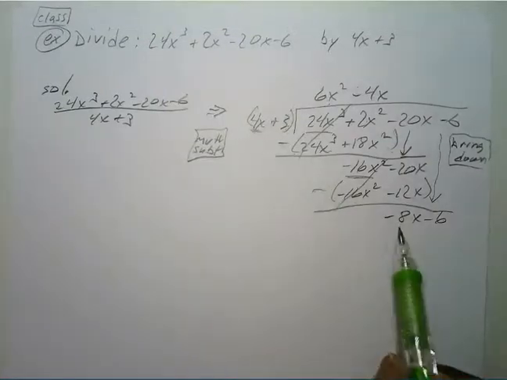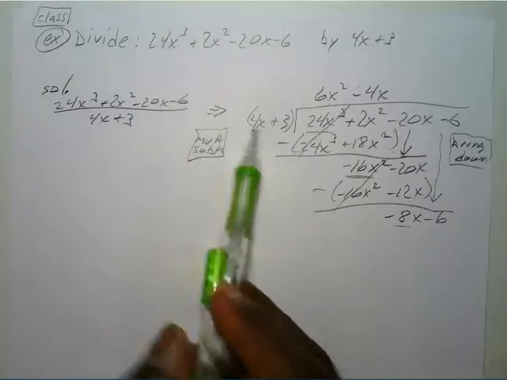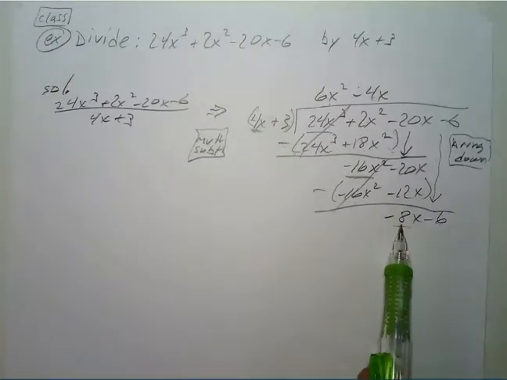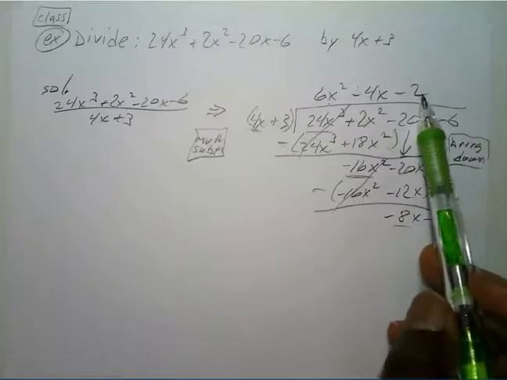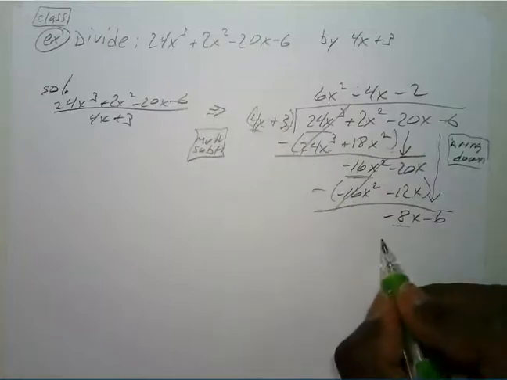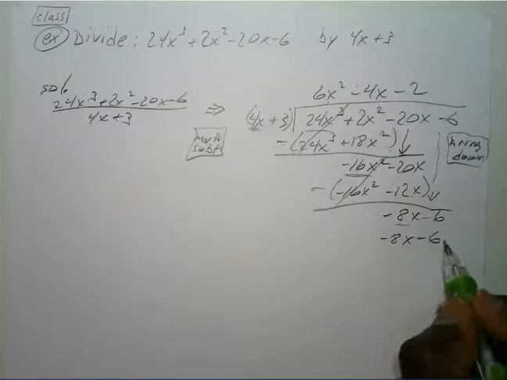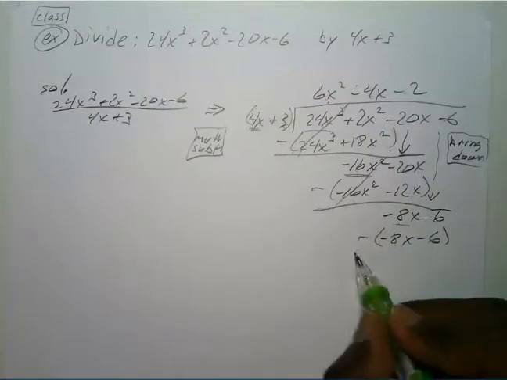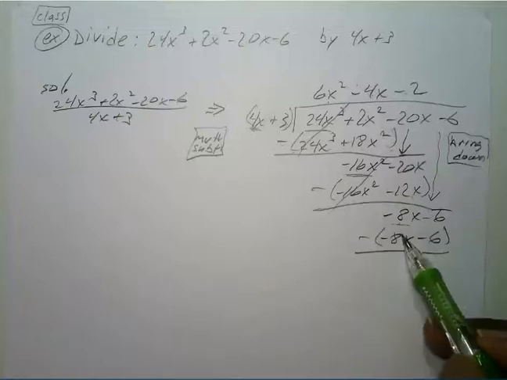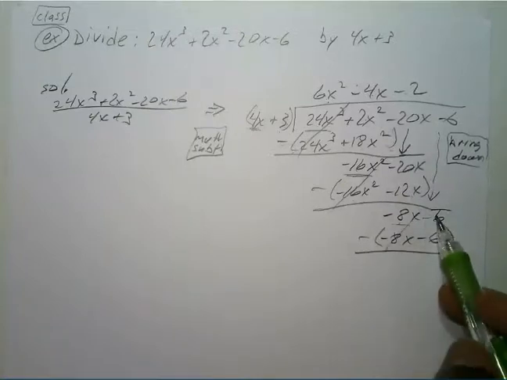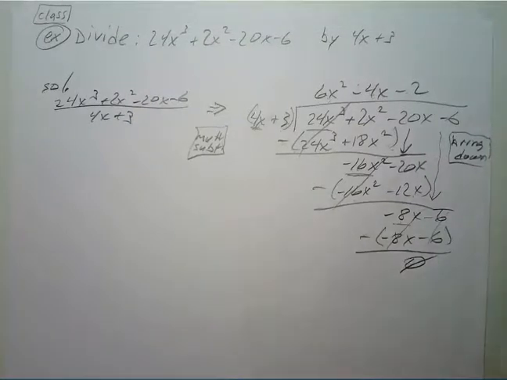Okay, so now our goal is to get rid of the minus 8x. So what times 4x will give us negative 8x? Negative 2. Okay, so now we multiply. Negative 2 times 4x is negative 8x. Negative 2 times 3 is negative 6. So we multiply. Now we subtract. Negative 8x plus 8x, because remember that's distributed, is 0. And negative 6 plus 6 is 0. So our remainder is 0.